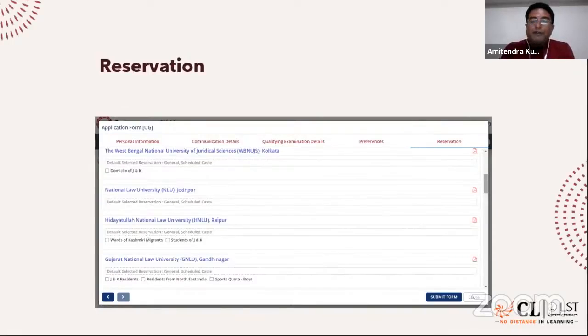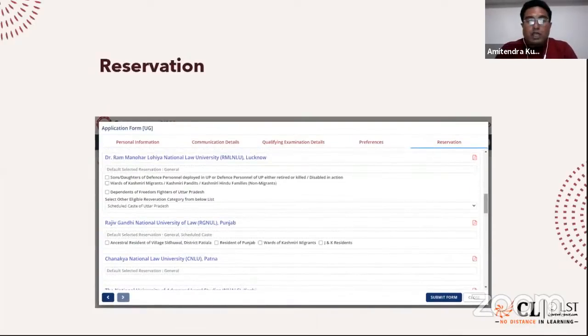At the same time, if you look at Gandhinagar, you have the option for JNK residents, residents from Northeast India, and sports quota for boys. From last year, they have put 2 to 4 seats for the sports quota as well. If you are into sports, if you have played till national or international level, you must definitely select that checkbox. If you are a resident of Northeast India belonging to the 7 sister states, please do select that checkbox. You get that benefit of reservation in GNLU Gandhinagar.